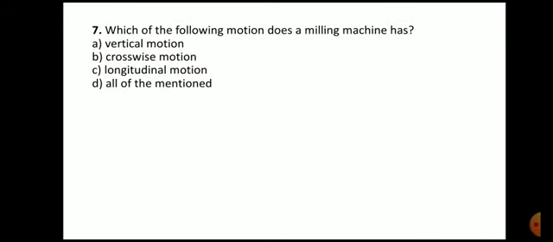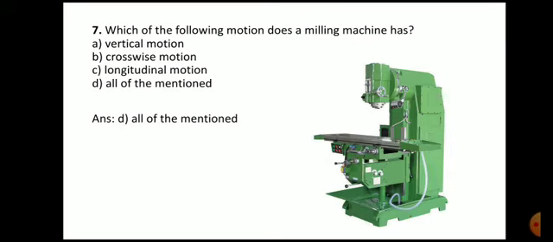Next question, which of the following motion does a milling machine have? Vertical motion, crosswise motion, longitudinal motion, all of the mentioned. The answer is all of the mentioned. So here you can see the vertical milling machine.